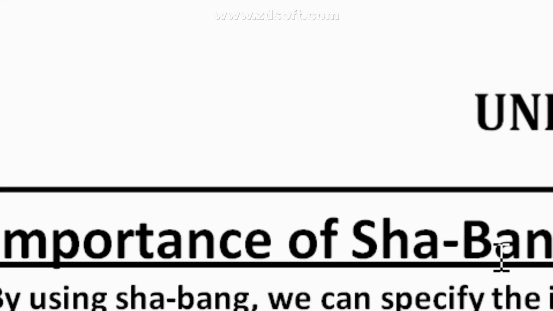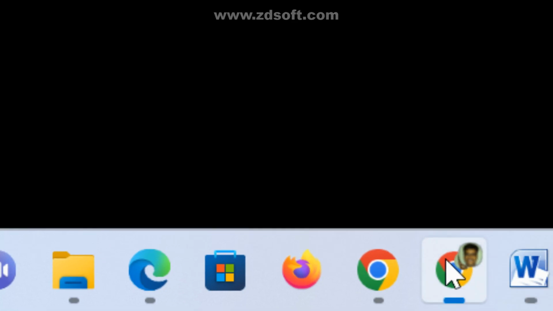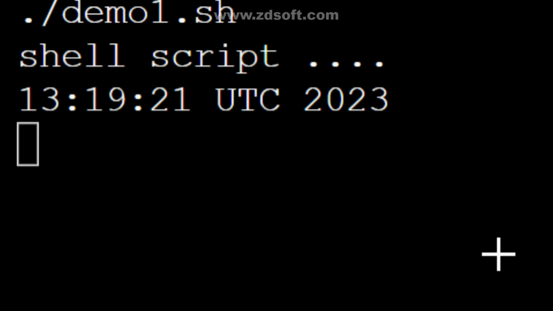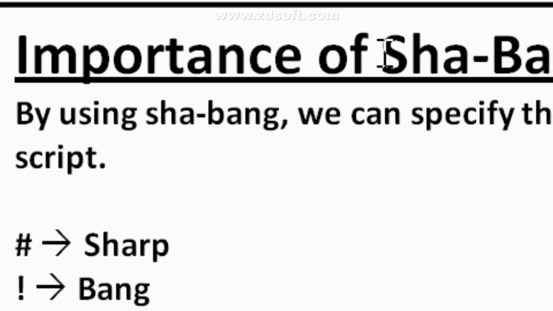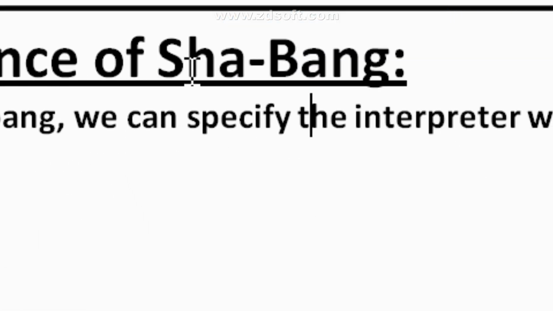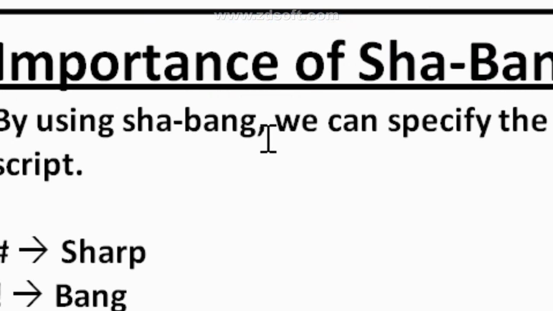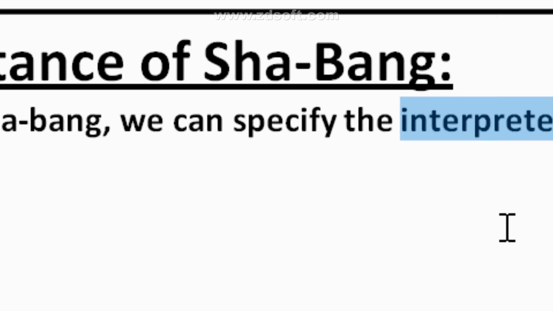Yes, sir. Clear. Now come to here. This is my file. Now cat it. Now see here, ./demo1.sh. Now I am giving it and it is executing this file, since it has execute permission. Now the importance of shebang, we can call it anyway shebang. By using shebang, we can specify the interpreter which is responsible to execute your script.